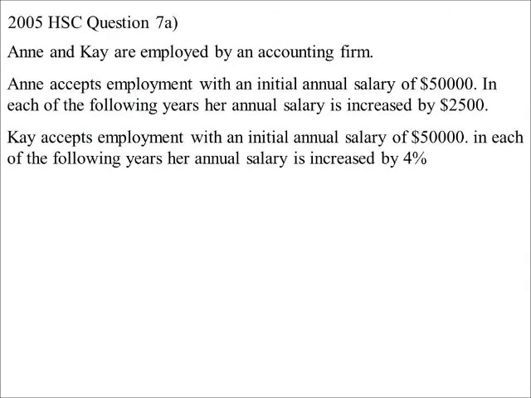Let's look at another HSC one. 2005. Anne and Kay are employed by an accounting firm. Conditions of employment: Anne has an initial salary of $50,000, and each of the following years she's guaranteed a salary increase of $2,500. So they're the conditions she agreed to. Kay also starts on $50,000. She agreed on different conditions. Each year hers is going to increase by just 4%.